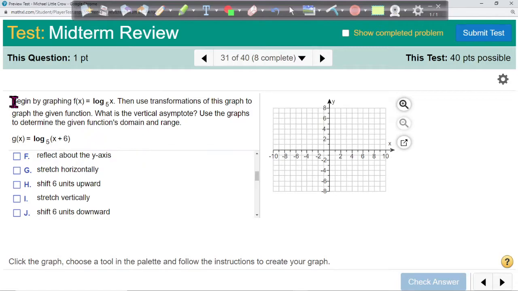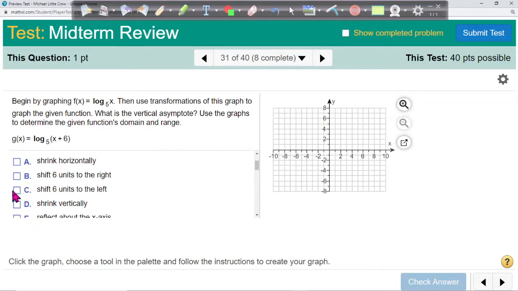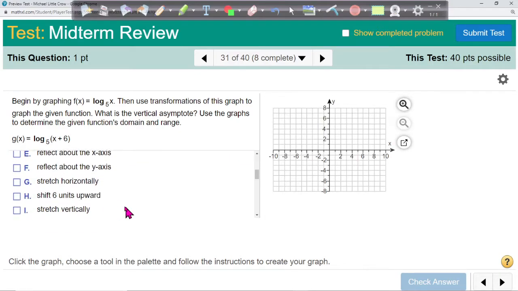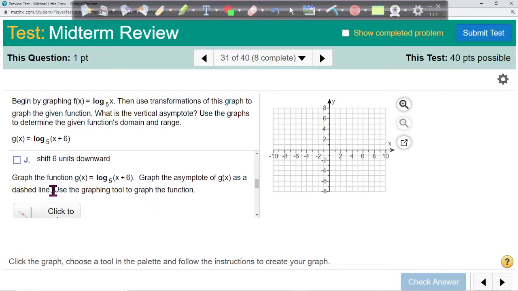31. Let's see how. So begin by graphing log base 5 of x, and use the transformations to do all this. And look at, not a lot going on. It's just a translation inside. We're adding 6 inside the function, so that's going to move it 6 in the negative direction, 6 to the left. That's all that happens. Nothing else is happening between these two. So shrink horizontally, shift 6 units to the right. Nope, we're going to the left, 6 to the left, and that's it. Okay, no shrinks, no reflections, no stretches, nothing. We're not going up or down. We are just going to the left 6.